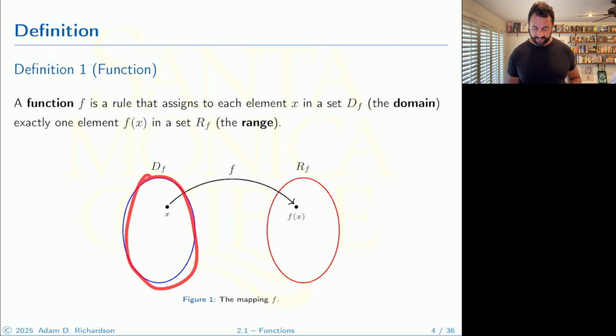You've got a set, which I'm picturing with this oval, right? This is the domain. This is a set over here. This is the range. And f is the arrow that takes you from the domain to the range. All right. So f quite literally is this arrow in this case. So it takes x and it maps it over here to f of x. That is what a function does.